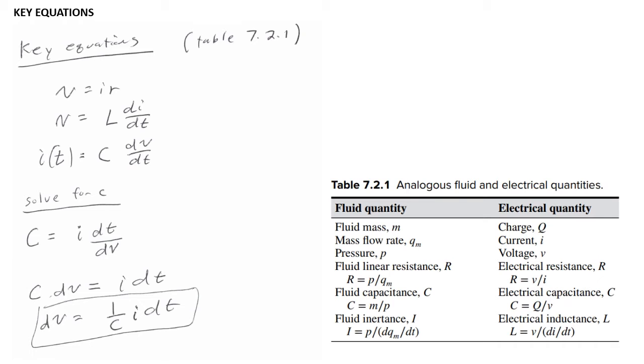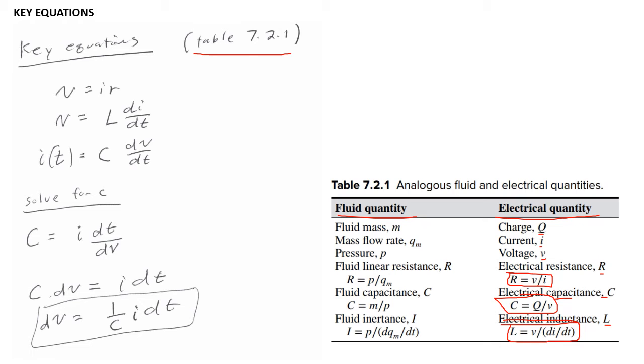As with any of the other problems, once we have all the information and our setup page created, we want to figure out what key equations we're going to use to start solving this problem. So we can reference back to table 7.2.1, which is in your textbook and in the lecture slides as well. This one relates fluid quantities to electrical quantities: our charge Q, our current I, voltage V, electrical resistance R, where R is equal to V over I, our electrical capacitance C, where C is equal to Q over V, and our electrical inductance L, where L is equal to V over di/dt.